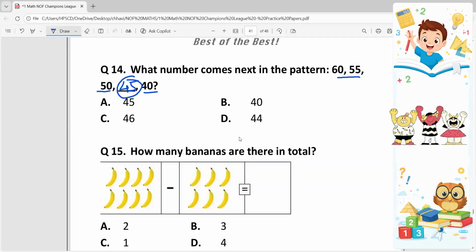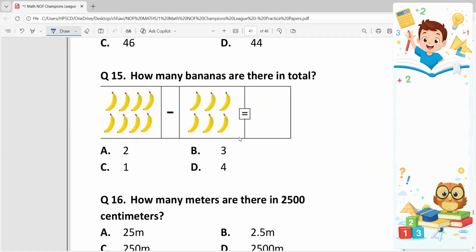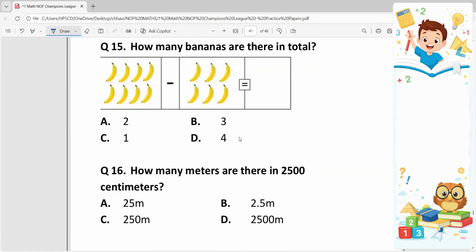Now let's see where it is. Here it is. Option A is 45. Next, how many bananas are there in total? Now we have to count the bananas in total. So let's count it first. 1, 2, 3, 4, 5, 6, 7 and 8. 8 over here. 1, 2, 3, 4, 5, 6.